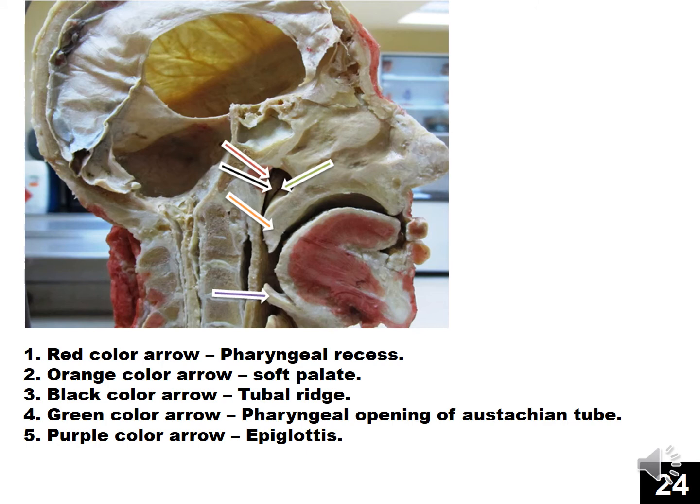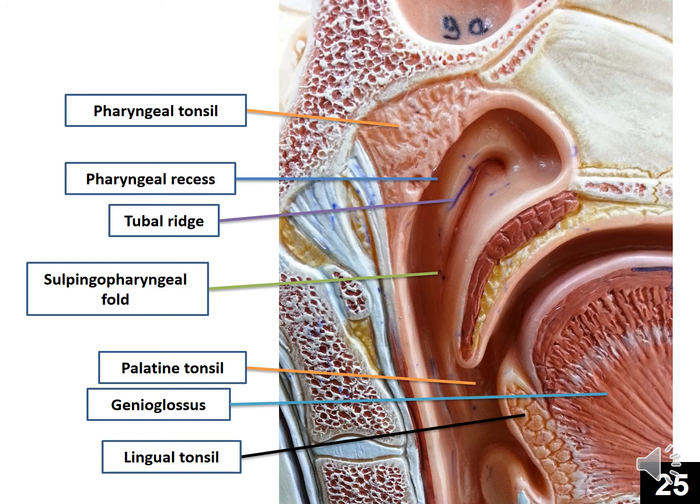Now here in this diagram, this is a plastinated specimen, you can see the soft palate indicated by the orange color arrow, and with the green color arrow the opening of the Eustachian tube. The black arrow is the tubal ridge, and behind it you can see with the red color arrow the pharyngeal recess. Inferiorly you can see the epiglottis indicated by the purple color arrow. Here again you can see the tubal ridge indicated by the purple color arrow. You can see the pharyngeal recess above it, indicated by the blue color arrow, behind the tubal ridge.